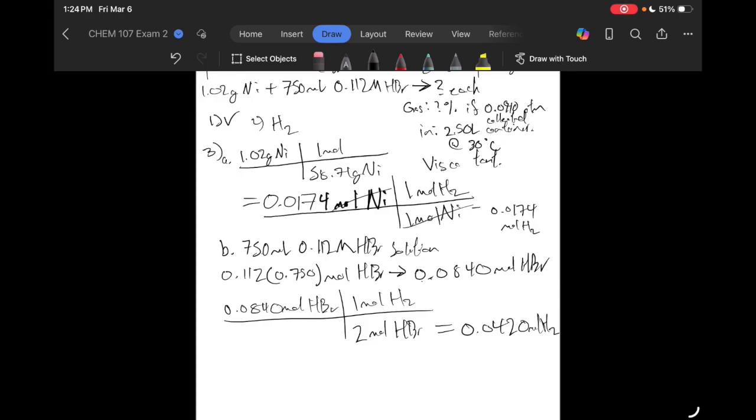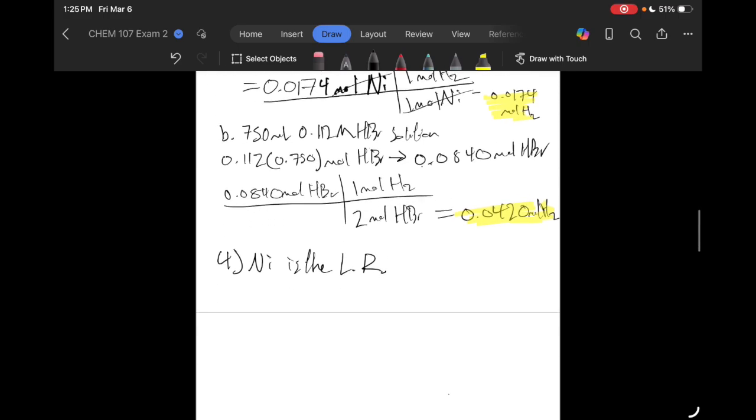So to find the limiting reactant, we just compare both answers, and whichever one produces the smaller number is the limiting reactant. So I'm going to go ahead and highlight the numbers. From nickel, we produced 0.0174 moles of hydrogen gas. And then from HBr, we produced 0.042 moles of hydrogen gas. 0.0174 is smaller than 0.042. So step 4, we simply state that nickel is the limiting reactant. I'm going to abbreviate it as LR.